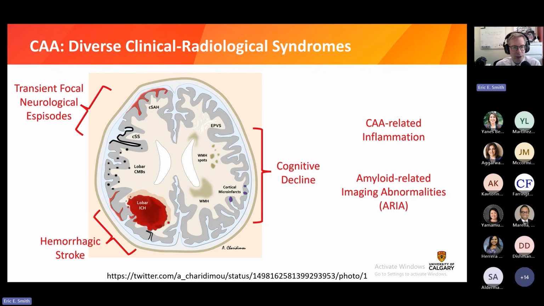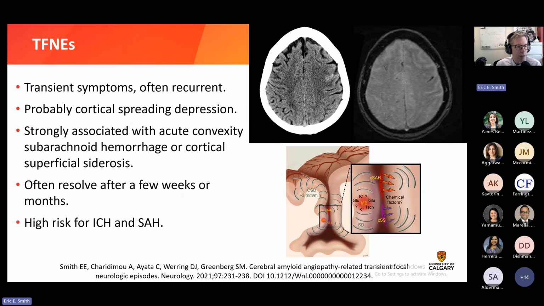And CA has been linked to risk for amyloid-related imaging abnormalities in patients treated with amyloid-targeted therapies, lecanemab and donanemab. So let me discuss some of these additional CA-related syndromes. First, transient focal neurological episodes, also sometimes called amyloid spells, although I and some others who do clinical and research work in CA like the term TFNEs better as being more specific.